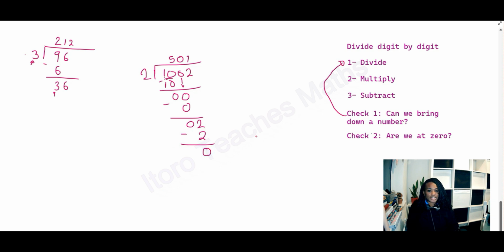We do the check again. Can we bring down the number? No, there's no more number to bring down. Now we are in a good place. We are at the end because we can't bring down the number and we're down to 0 over here. So these are just 2 places where things can go wrong and it can seem a bit confusing, but hopefully that helps you to work through these if you see them.